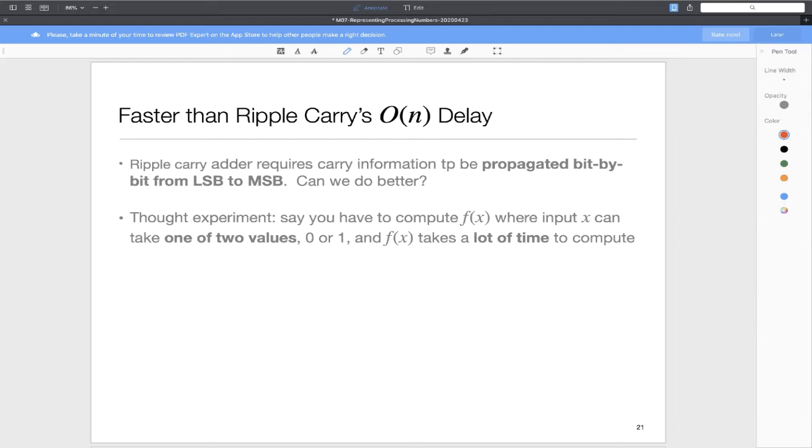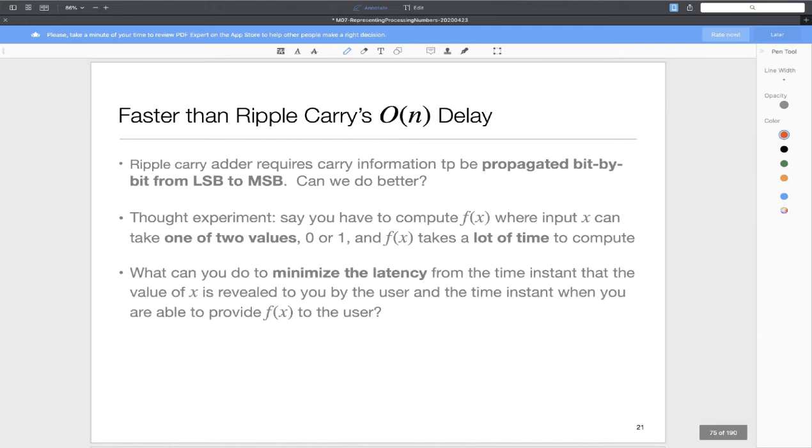And I tell you that x can take one of two values, 0 or 1. But f of x takes a lot of time to compute. So f of 0 takes a lot of time to compute and f of 1 takes a lot of time to compute. What can you do to minimize the latency from the instant you know x, like the user tells you, hey, the x is this, and then you can answer it? So the idea is the user will give you the x, and you have to give the user the answer, right?